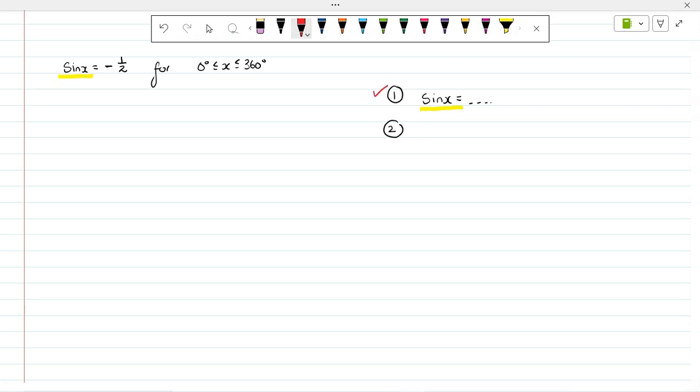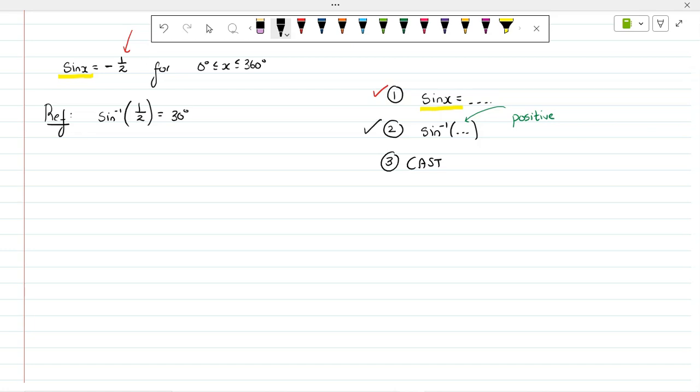Next thing you want to do is find your reference angle by arc sining the value on the right side of the equation. But remember, the value that you are arc signing must be the positive value. And then the third step is to use your cast diagram to solve for your x values. So the second step over here, to get your reference angle, you're going to arc sine, but now you're taking the positive value of what's on the right side, so you ignore the minus for now, which is 30 degrees.